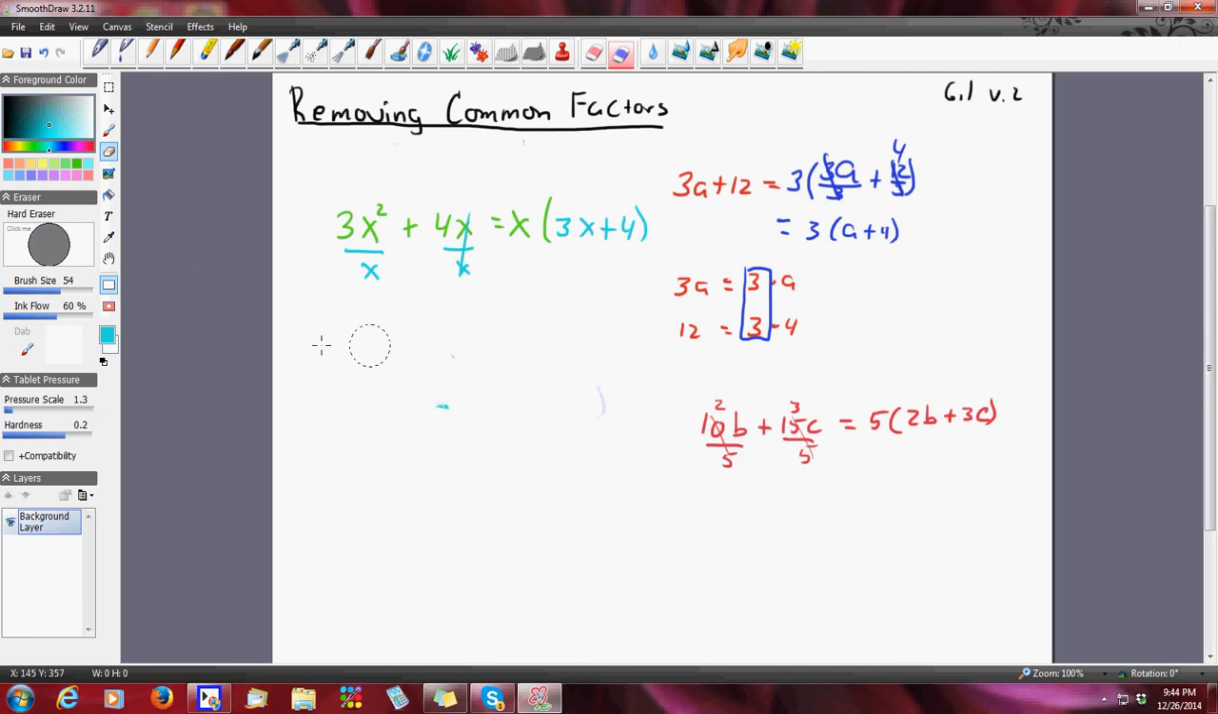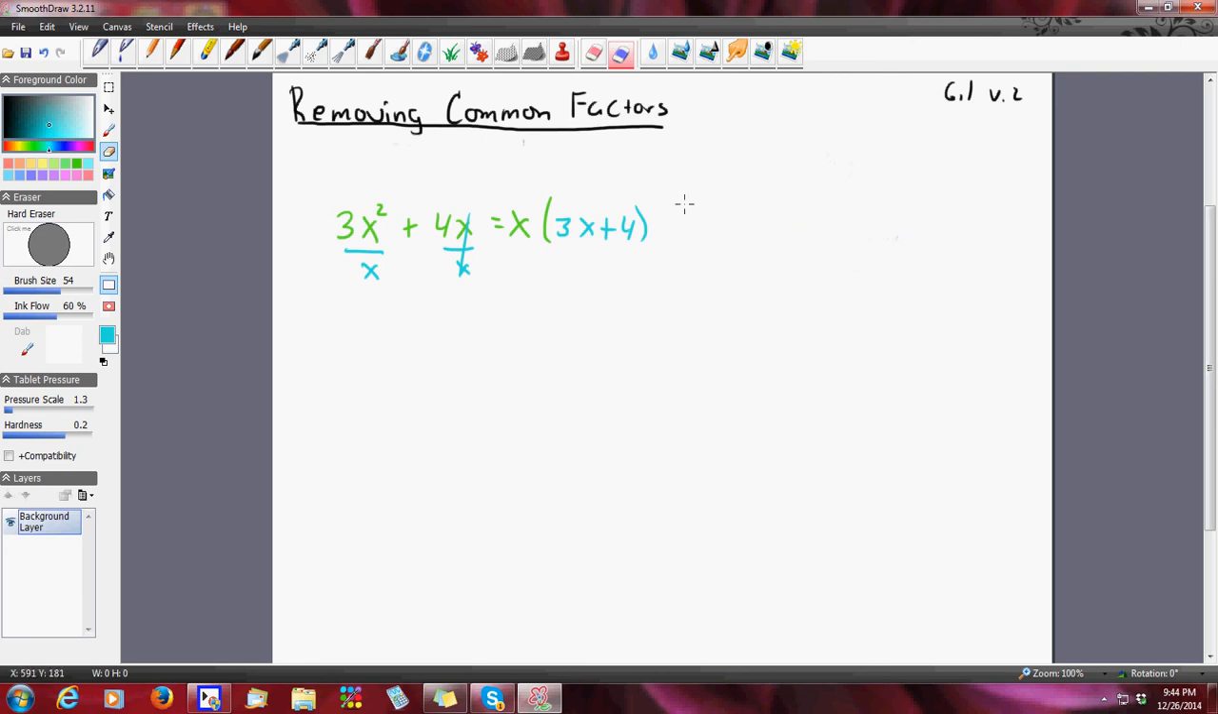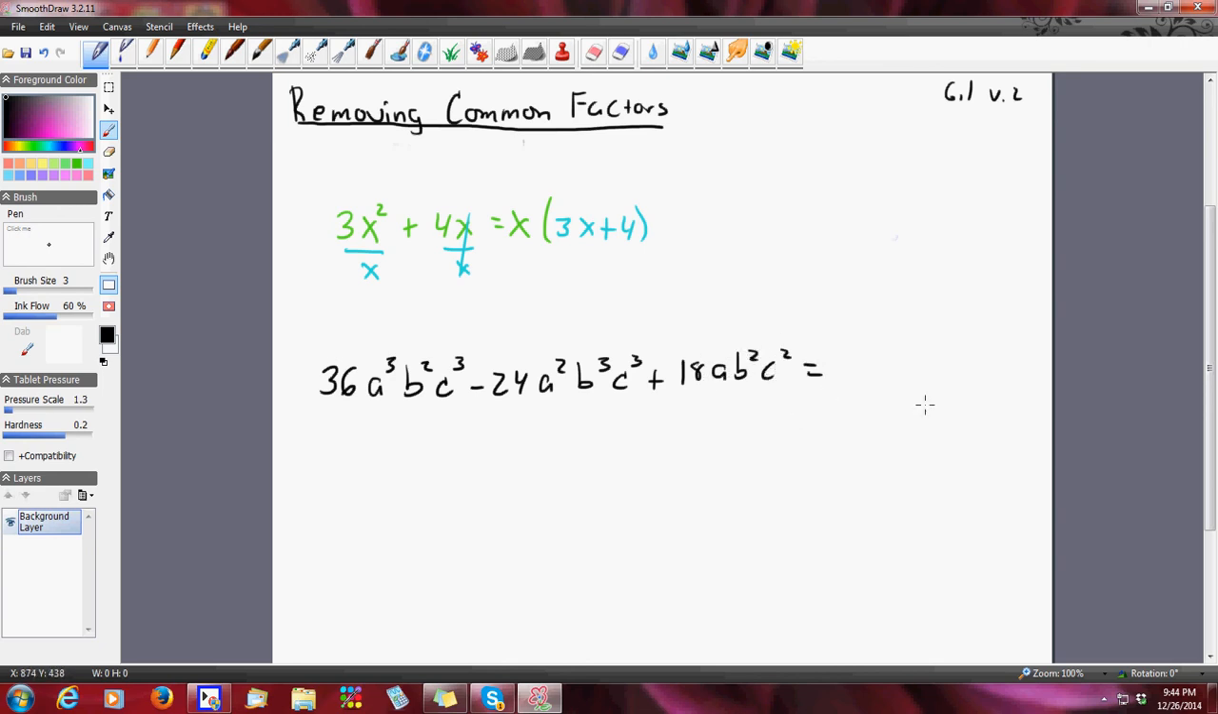All right, I'm going to do one last one. This is going to be a mixed bag of tricks here. I'm going to do this right back in black, just so you see how serious I am about this one. What if we had 36a cubed b squared c cubed minus 24a squared b cubed c cubed plus 18ab squared c squared? Now I have three groups: 1, 2, 3. First thing we need to do is find a common factor for 36, 24, and 18.